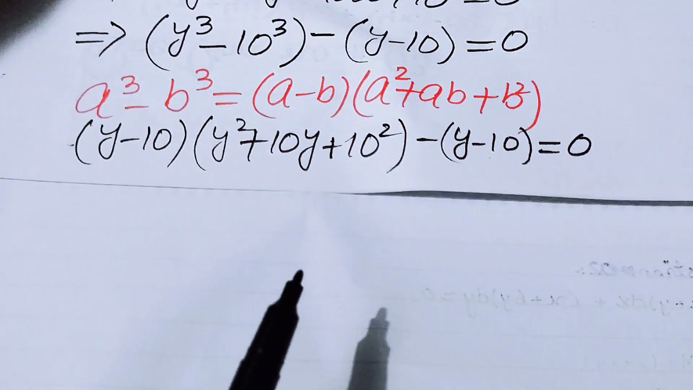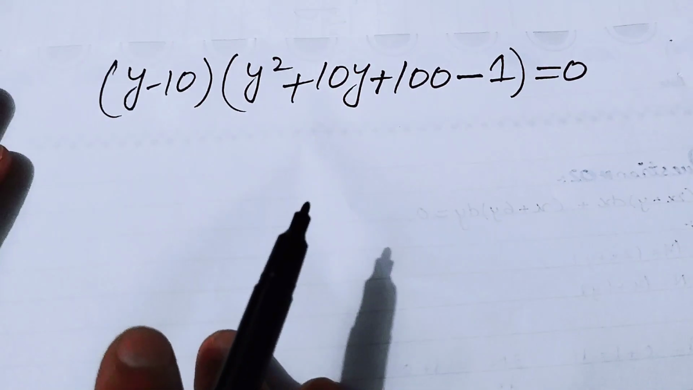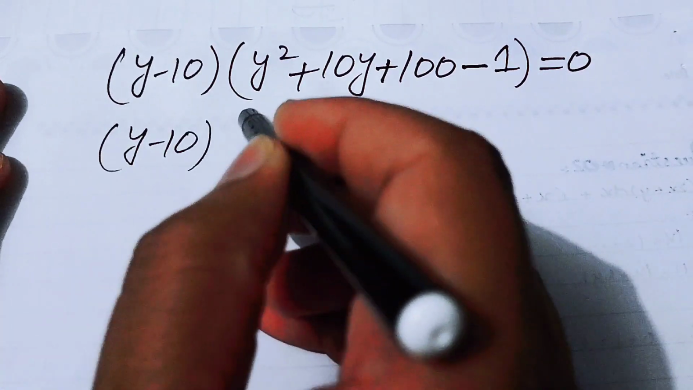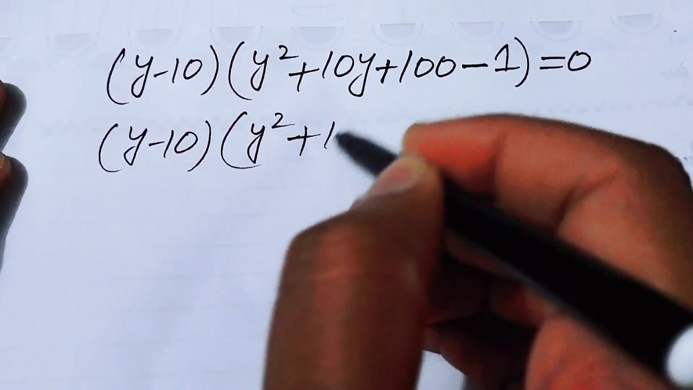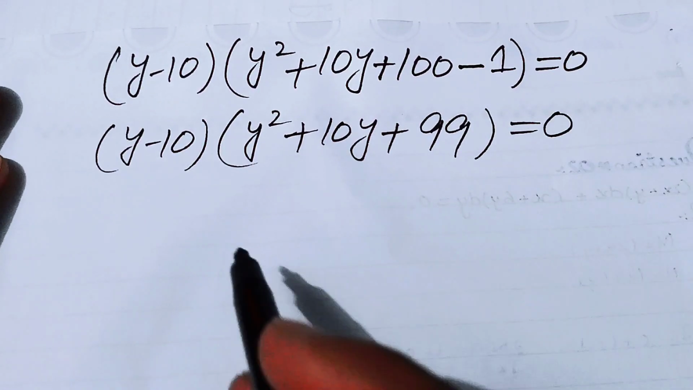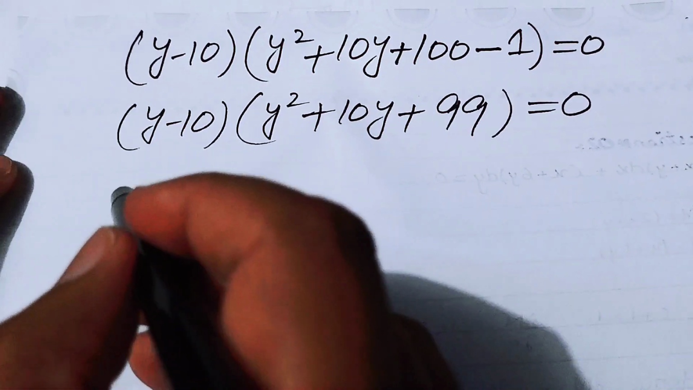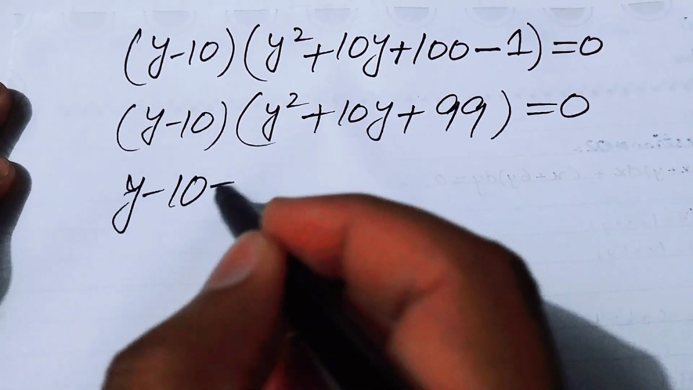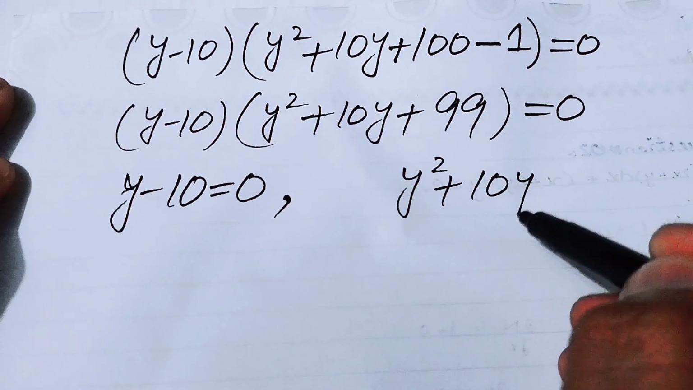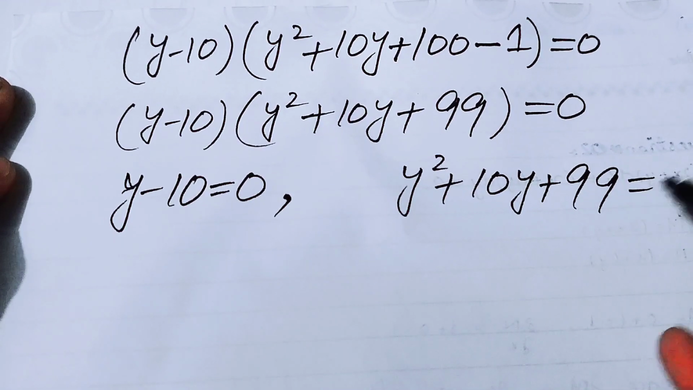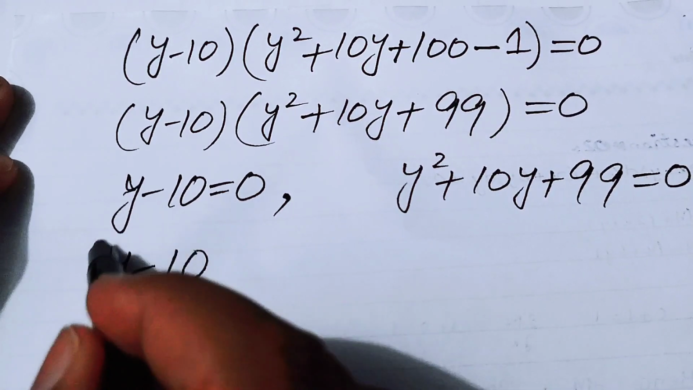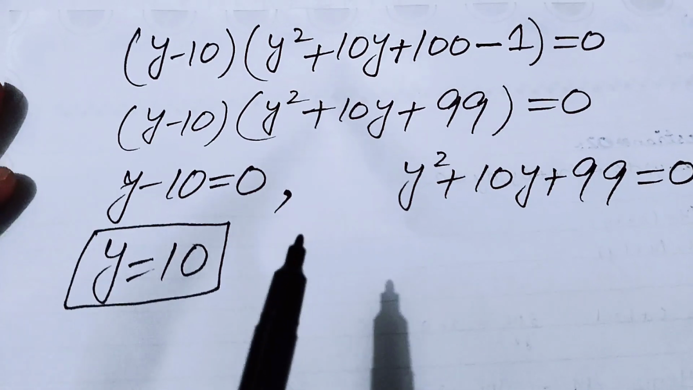After this step we can simplify this term, so that you have (y - 10)(y squared + 10y + 99) = 0. So here you have two cases. The first case is we take y - 10 = 0, and the other case is we take y squared + 10y + 99 = 0. In the first case you get the value of y is 10.